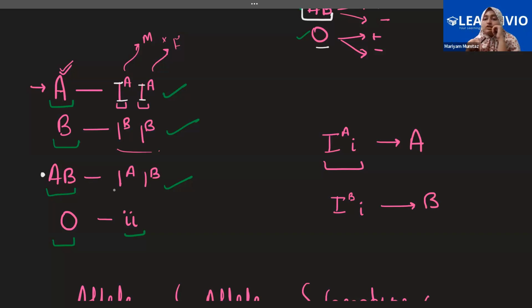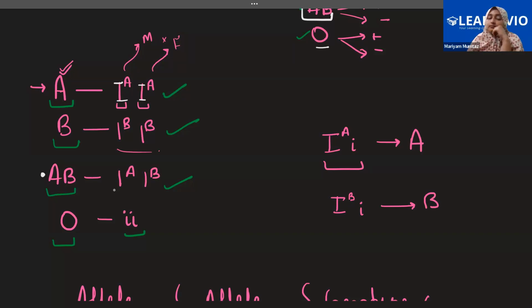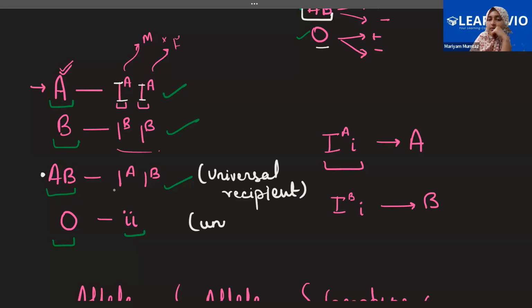And since O does not have any antigen, but it has the antibody, it cannot take blood from any other group. It has to take blood from its own type. So with that being said, AB is known as universal recipient. And O is known as universal donor, right? Okay. Now we are going to see.